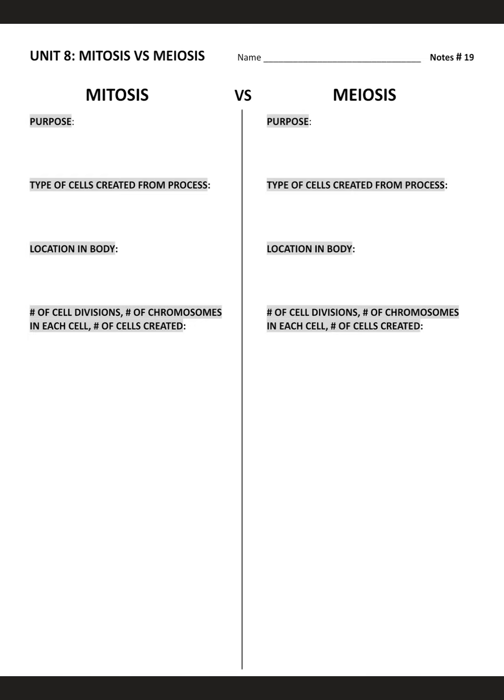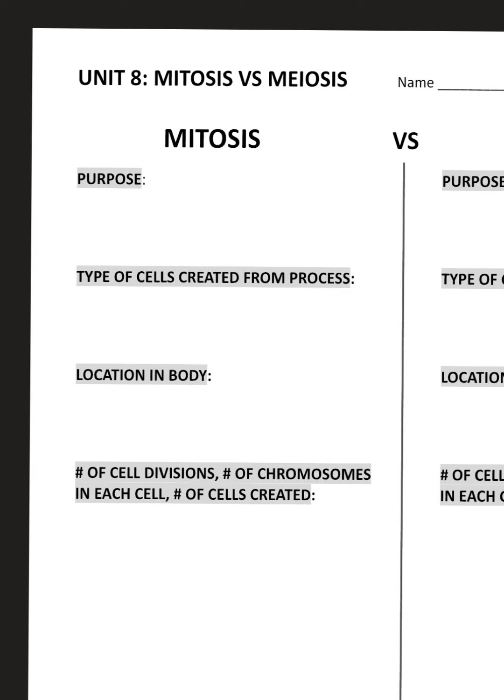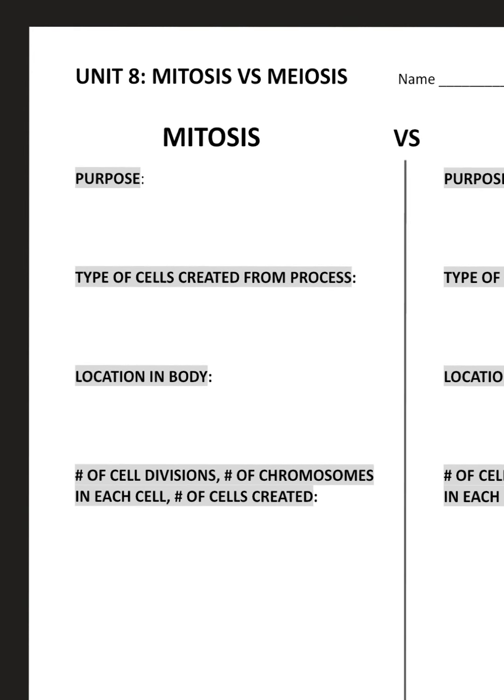Let's go over to the column where it says mitosis and go to where it says purpose. The purpose of mitosis is to create two cells. So one cell is going to make two cells. And in that process, those cells are going to be exactly the same. They're going to be identical or genetically the same.